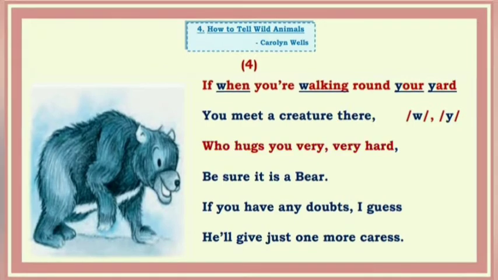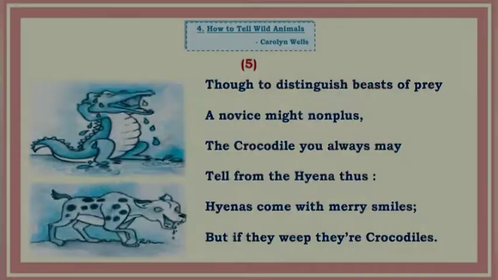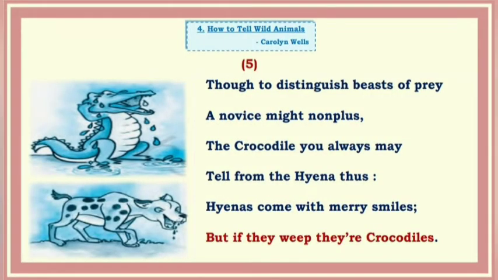In the line, who hugs you very, very hard, the sound H at the beginning of who, hugs and hard, while W at the beginning of very, very are repeated. In the line, but if they weep, they are crocodiles, the sound th is repeated at the beginning of they and they. After the alliteration, now let's see the use of repetition in the poem.